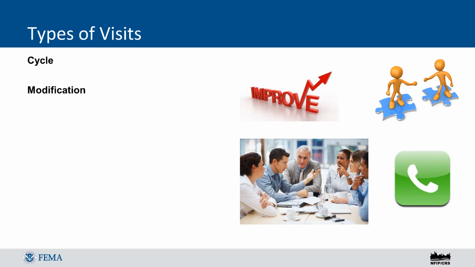We also have modification visits. Let's say you're on a 5-year cycle schedule. You do not have to wait until your next cycle verification to change your class, if you believe you can do so. At any time during those 5 years, go ahead and contact your CRS specialist, and we can do what's called a modification. If you're improving a class, we just look at the new activities that you want credit for. This process does not look at all your existing activities, just the new ones to reach that next class.